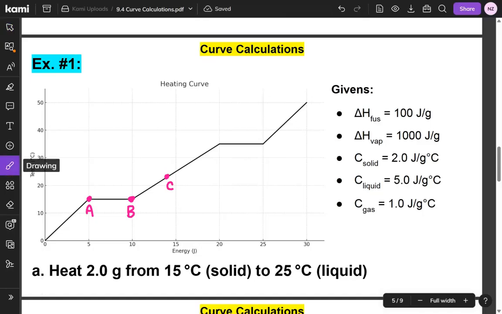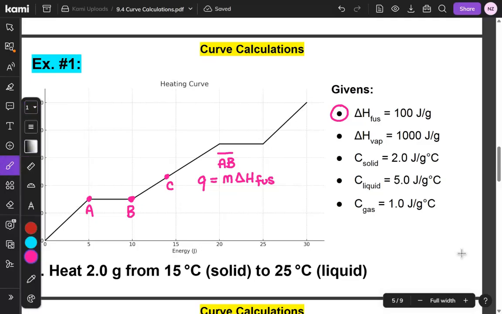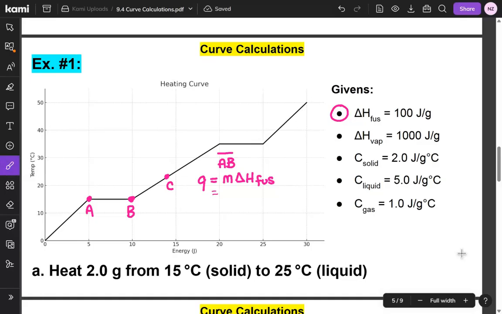So for segment AB, we are going through a phase change. So we have 2 grams. And we're going from solid to liquid, so we are going to be using the heat of fusion right here. So for segment AB, my equation is going to be Q equals M times heat of fusion. Okay, and let's plug in our values. So our mass here is going to be 2 grams. And our heat of fusion is 100 joules per gram. So 2 times 100 is going to give us 200 joules.